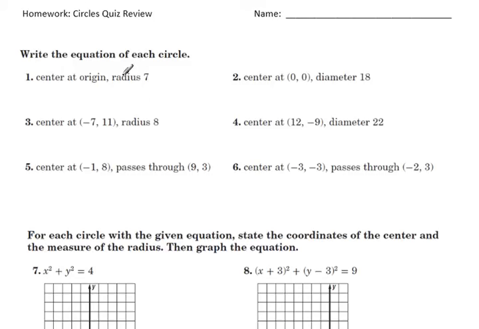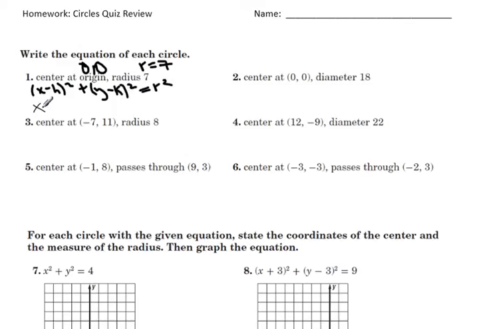Okay, number 1, we just want to write the equation of a circle with the center at the origin. That means 0, 0, and a radius of 7. So that's our r. The standard equation of a circle is x minus h squared plus y minus k squared equals our radius squared.